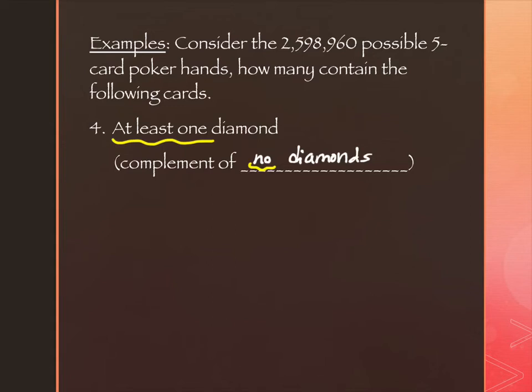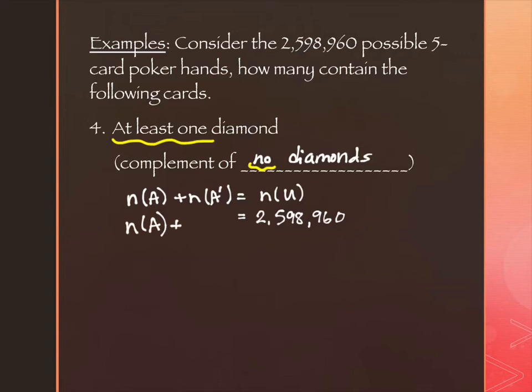Since we've asked the question, I'm going to use a different formula. We're going to do n of A plus n of A complement equals our 2 million, or n of U. If I set it up like this, totally fine. n of U means the number of ways anything can happen. That's the 2 million number I keep working with. So I've got my 2,598,960 on the right-hand side by itself, and the piece I'm looking for, n of A, stays n of A. And I put in here the complement part. So we have to talk about the diamonds.